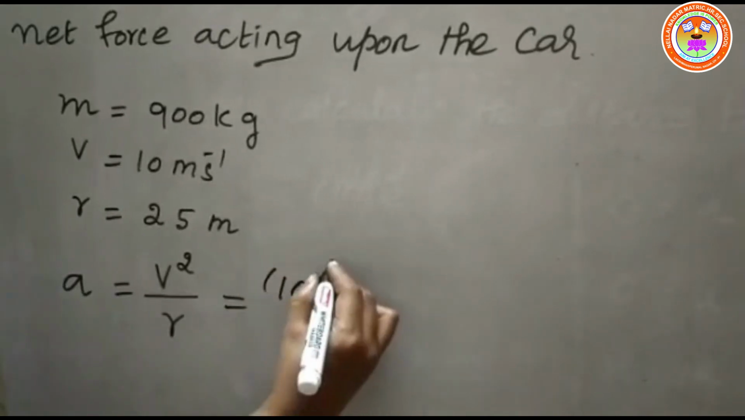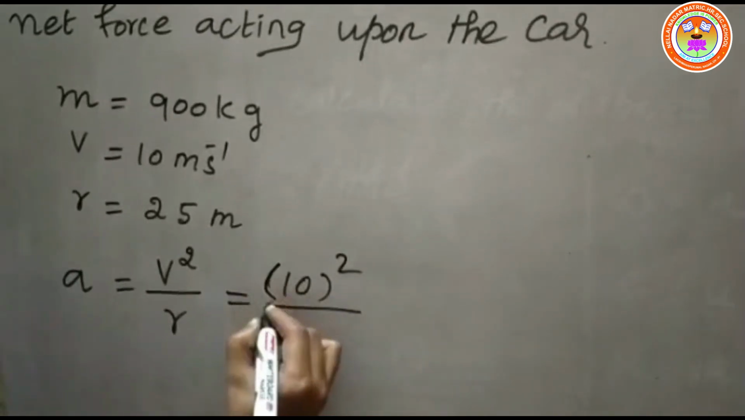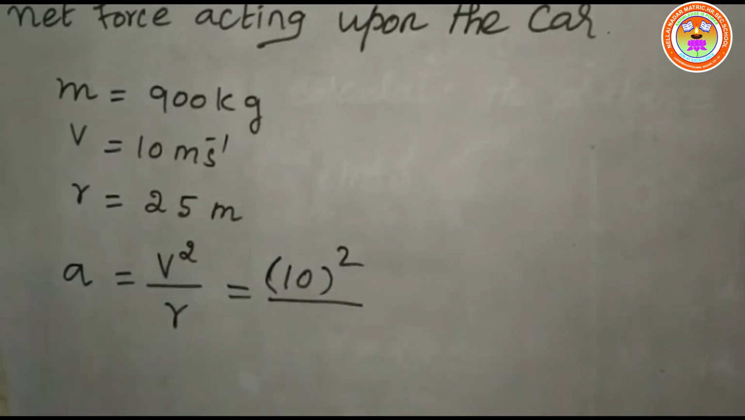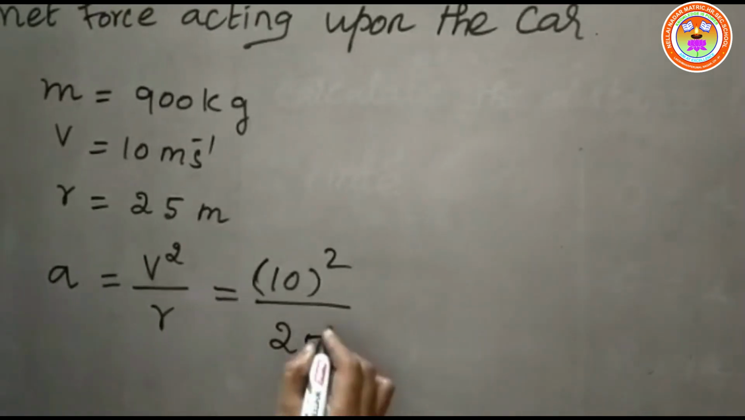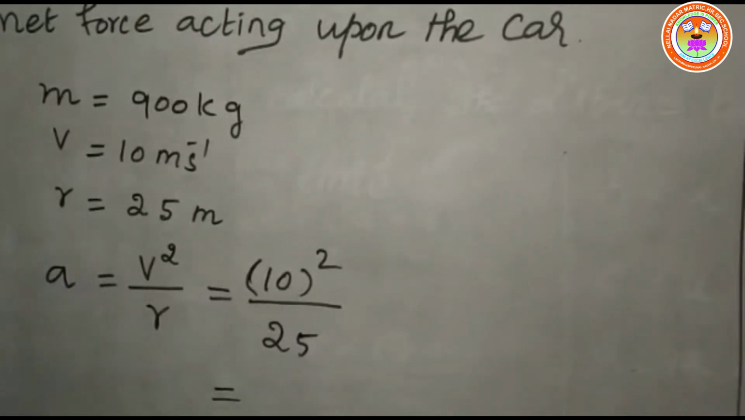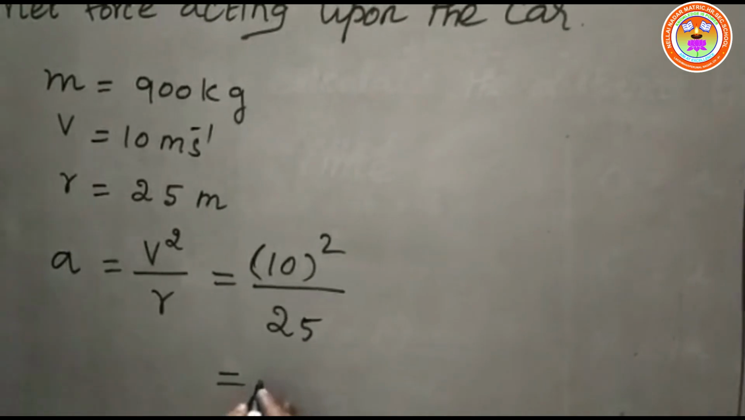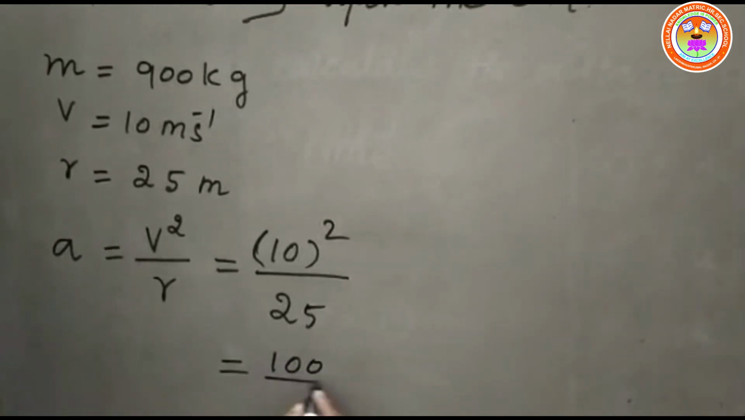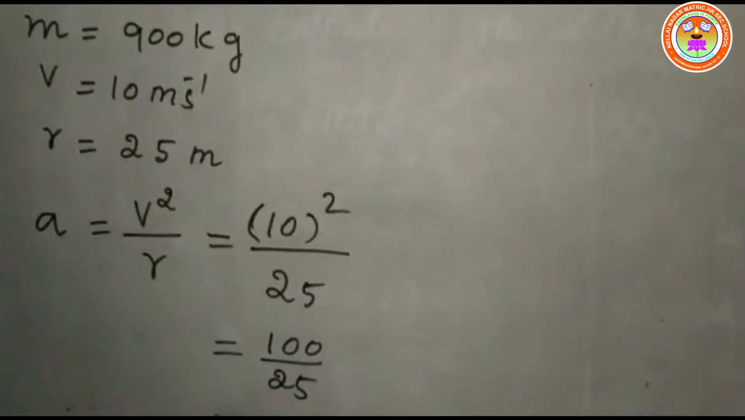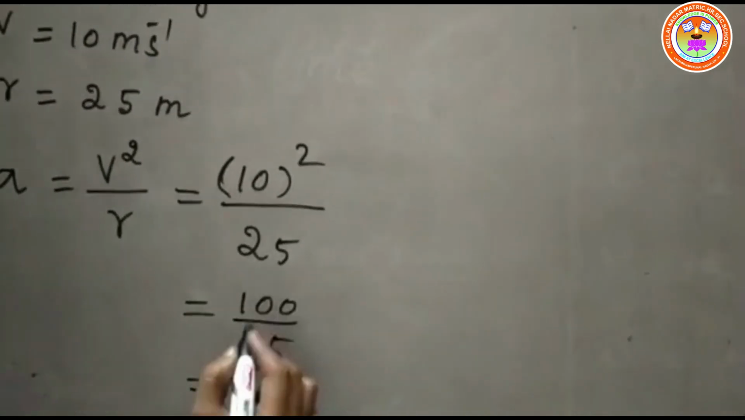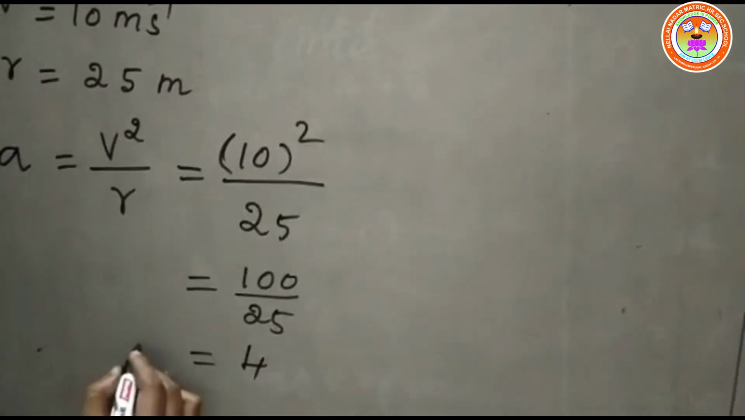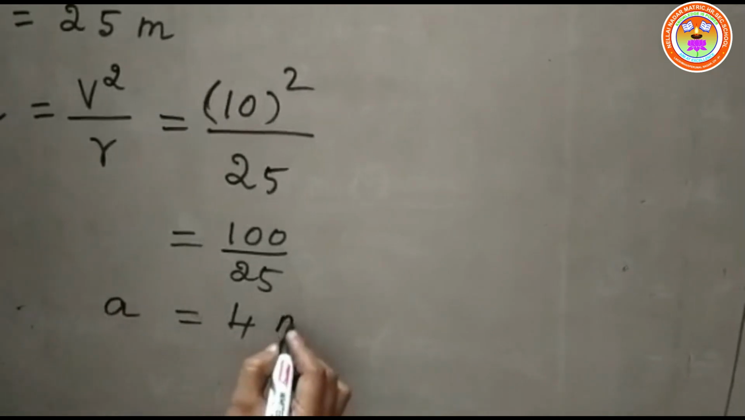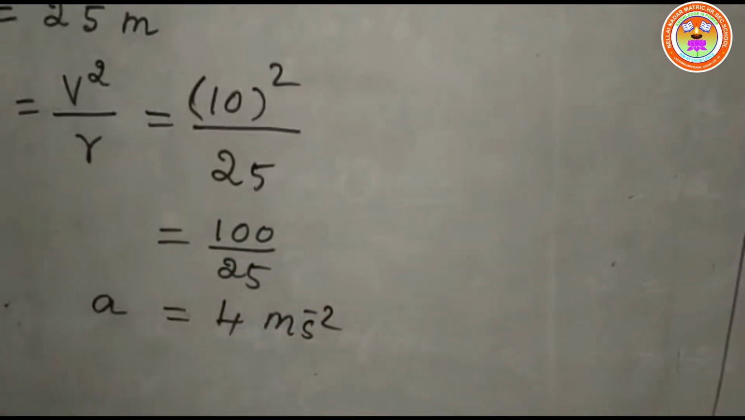So 10 squared is divided by, what is the r value? 25. So what will come for 10 squared? 10 squared is nothing but 10 into 10. So 10 tens are 100, divided by 25. So what will come? 4 25s are 100. So the acceleration of the car is 4 meters second power minus 2.